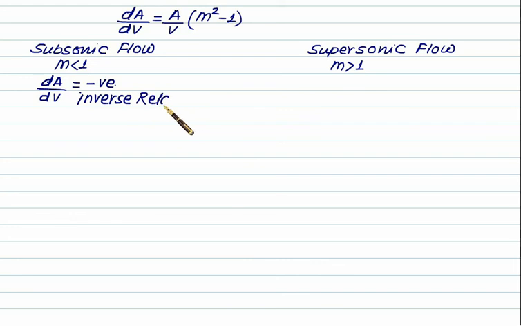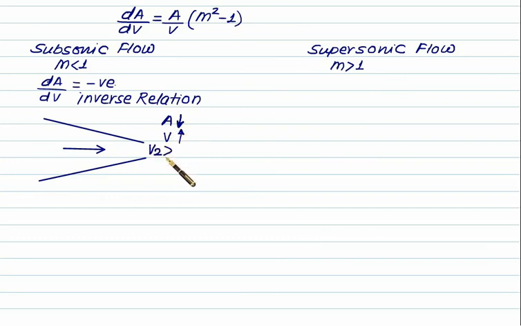When we say inverse relation, it means that if the area is going to decrease, then the velocity will increase. So this time the area is decreasing, because of which the velocity will increase. That is, V2 is more as compared to V1, where V1 is the inlet velocity, and this one is called a converging nozzle.